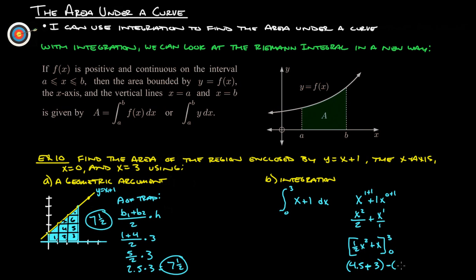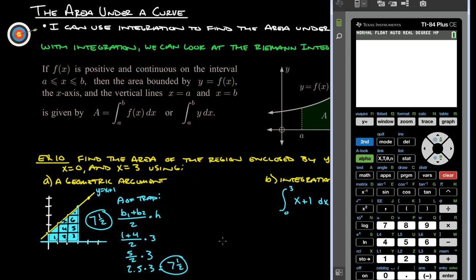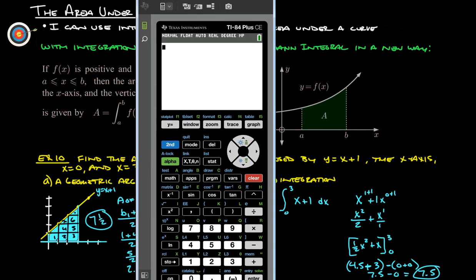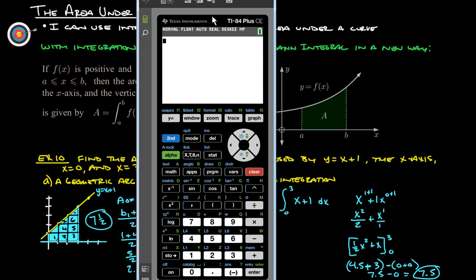When we plug 0 in there, that's 0 plus 0. So guess what? 4.5 plus 3 is 7.5 minus 0 gives us 7.5 square units that way as well. Okay, and then just one last way to do this. So literally we're going through 4 different ways how to do this here.